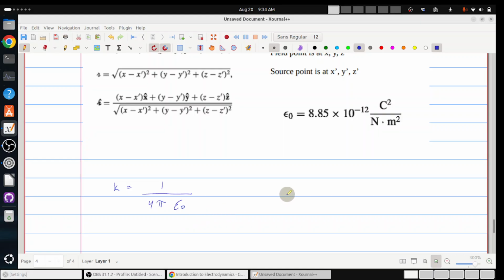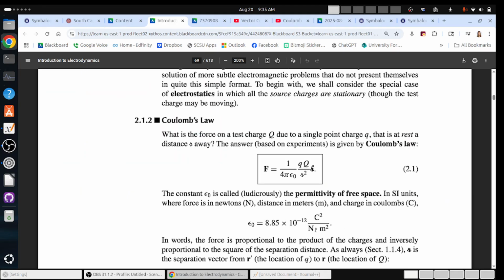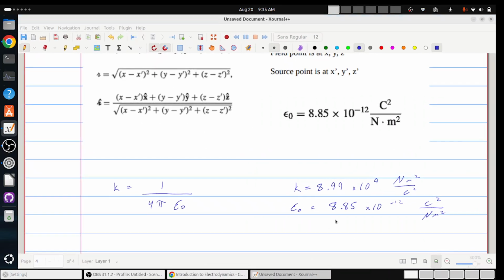But we have these two relationships. While K is equal to 8.99 times 10 to the 9th Newton meter squared per Coulomb squared, epsilon naught is equal to 8.85 times 10 to the minus 12th Coulomb squared per Newton meter squared. So these two constants really refer to the same physical number. If you were to take 1 over 4 pi and this number, you should get 8.99 times 10 to the 9th. Coulomb figured this out experimentally.